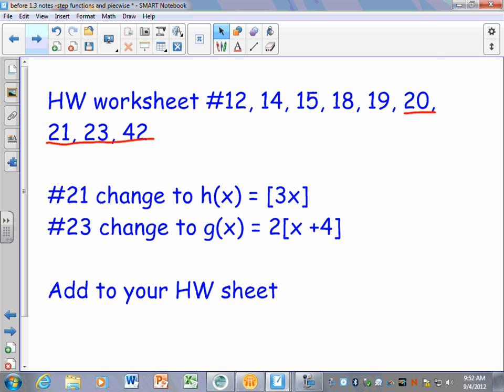So make sure you change these two if you haven't already. And you only have to do 20, 21, 23, and 42.